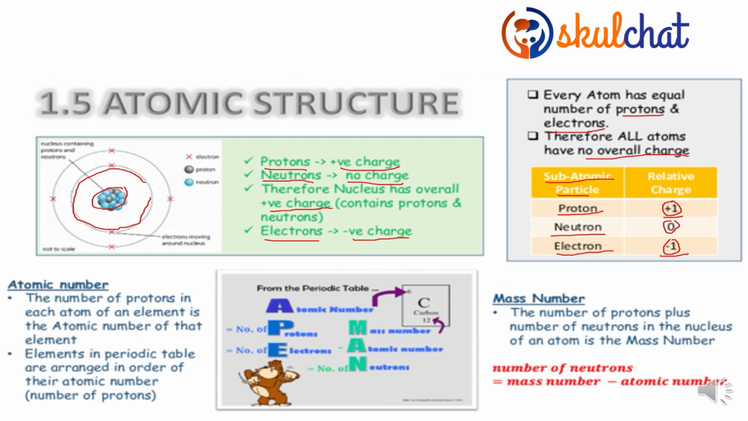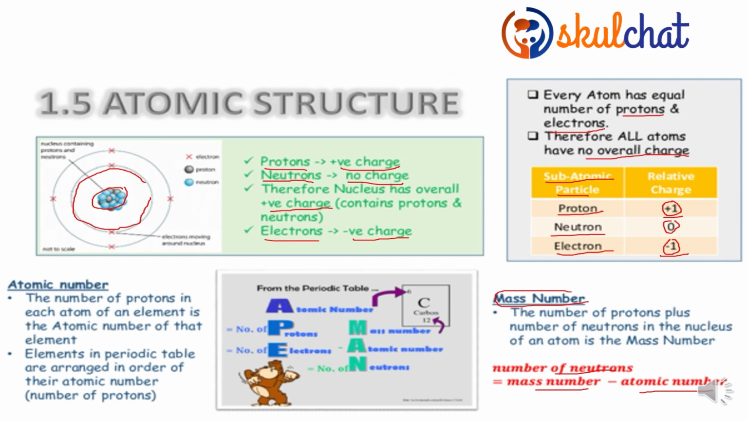Nucleus is made up of protons and neutrons. So the sum of these two types of particles gives us what is called a mass number. So the mass number is basically the number of protons plus the number of neutrons in the nucleus of an atom. This implies that the number of neutrons will be equal to the mass number of an atom minus the atomic number of the same atom. I hope this is clear.